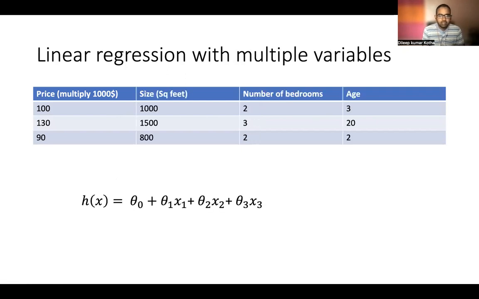Now, if we have multiple variables, so we are given not only the size of the house, but number of bedrooms and age of the house. And these will together determine the price of the house. Then our hypothesis will be a function of θ0, θ1, θ2, θ3, and x1, x2, x3, where thetas are the parameters and x represent the variables.